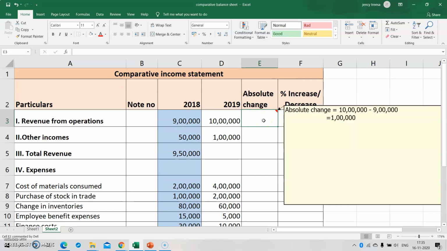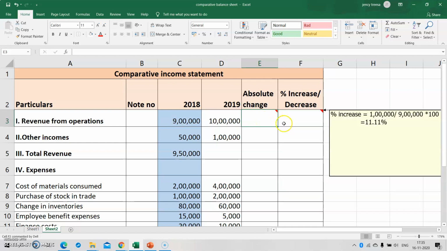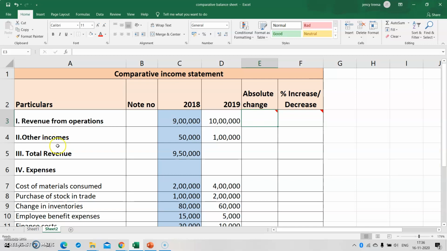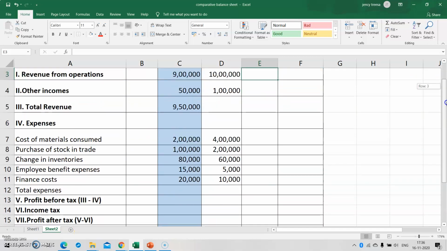So the calculation will be the absolute change. Absolute change, we got it as 1 lakh. So that 1 lakh divided by the base year's figure, 9 lakhs, into 100, which is 11.11%. So that is how you will find out the absolute change and the percentage increase or decrease. Okay. So this is how you will find out the figures for this. And for all the items, for all the major line items, you will have to do the same.